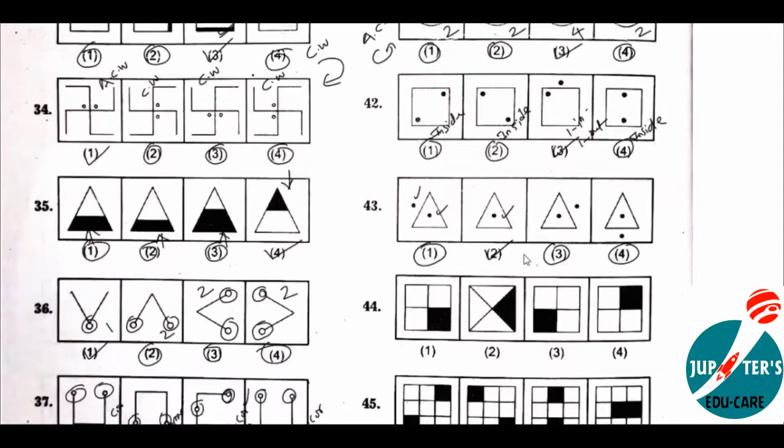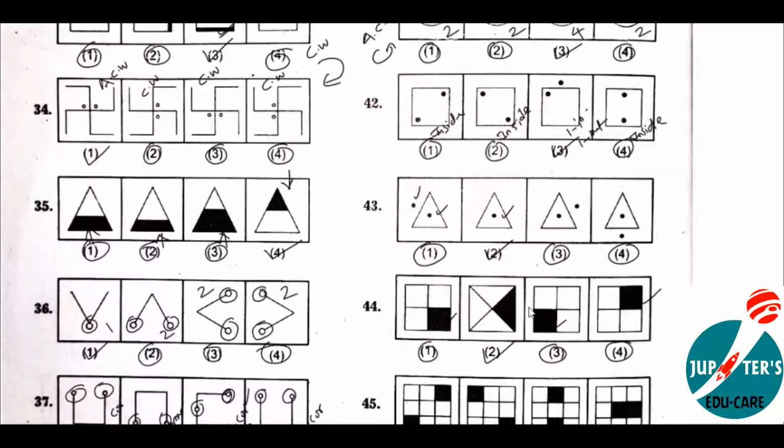Next, question number 44. In this question, the first option, third option, and fourth option have similar figures, that is a square divided into four equal parts, and one part is shaded in these three figures. So option 1, option 3, and option 4 are similar, but option 2 is different from these three options. So, option 2 is our answer.